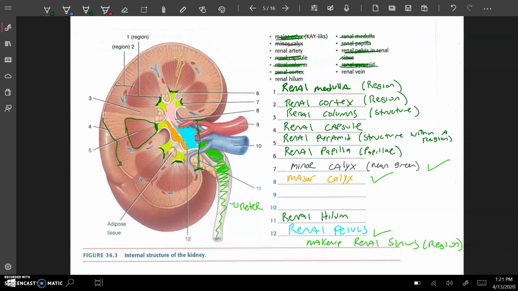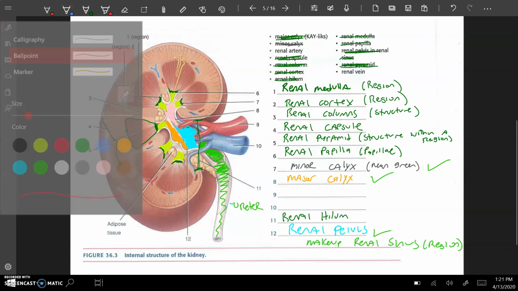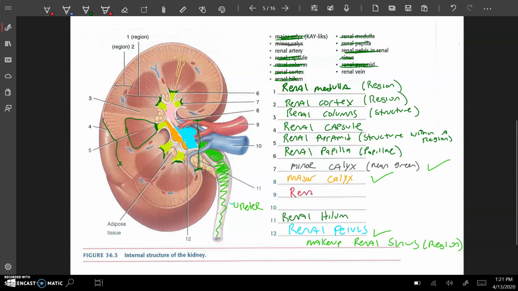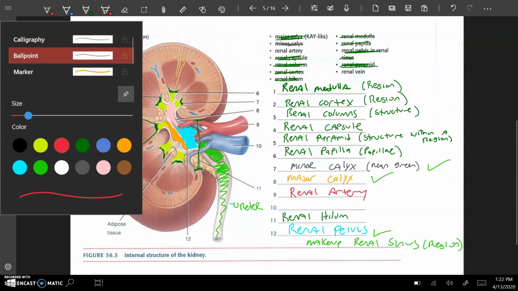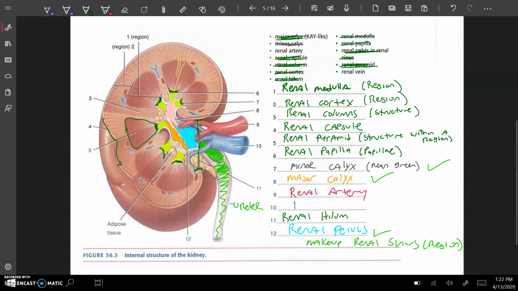And then number 9, you have your renal artery. Number 10, your renal vein. Sorry if that was confusing. I wasn't really paying attention to the numbers. I was just kind of going down.